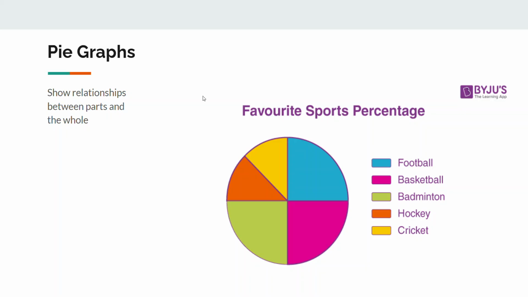So first things first, we're going to go over some different types of graphs. On your notes, if I were you, I would maybe draw a little sketch of each of these types of graphs. The first one's a pie graph. I'm sure you've all seen this before. We are looking at relationships between parts and the whole. The whole here is favorite sports. The whole pie graph represents favorite sports. And then we have different categories, different parts, different types of sports.